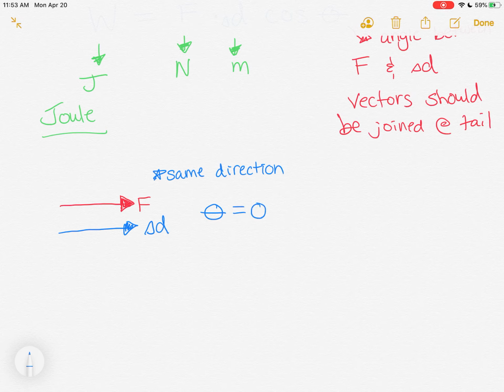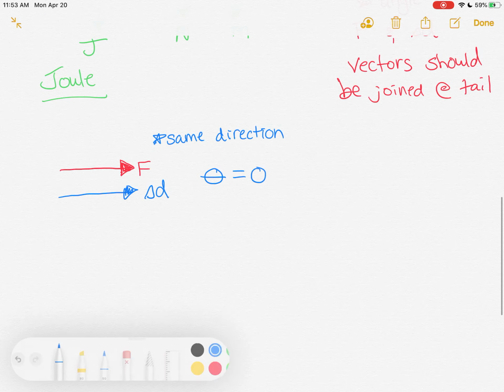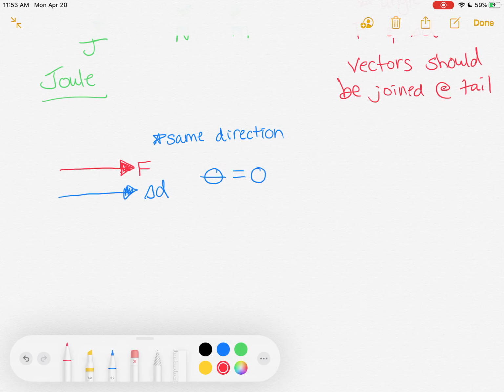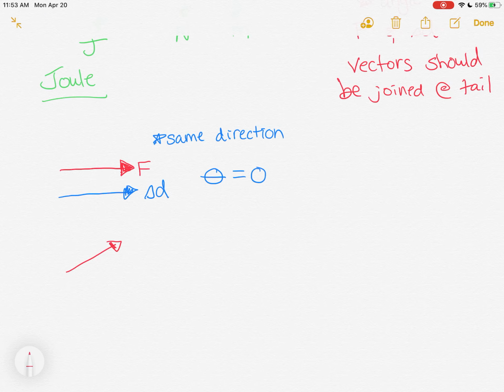When we do that, the angle between them is 0 degrees. That doesn't actually make the work 0, because cos of 0 is 1. And so we end up taking the full force times the full displacement times cos of 0. So we could have them in the same direction. We could have our force, so that's one situation.